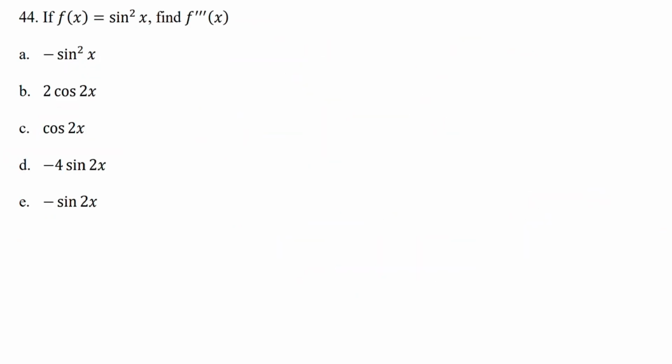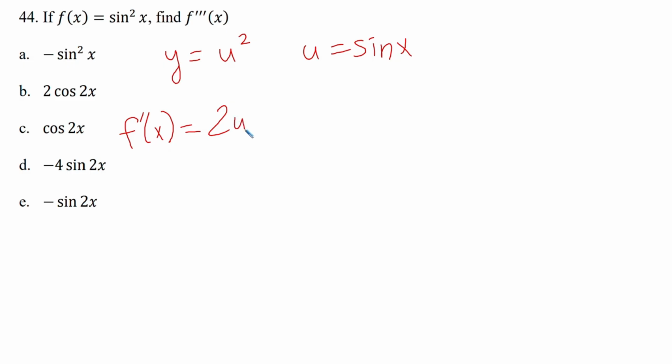For number 44, we've got sine squared x as our original function. We want to find the third derivative here. So first we'll need to find the first derivative. So we'll treat this like y equals u squared, where u is the sine of x. So our first derivative should be 2u times the derivative of sine, which is cosine, or 2 sine x cosine x. Now at this point, we know we need to take two more derivatives.